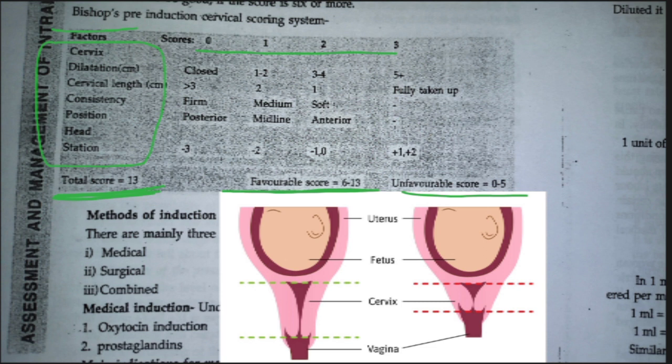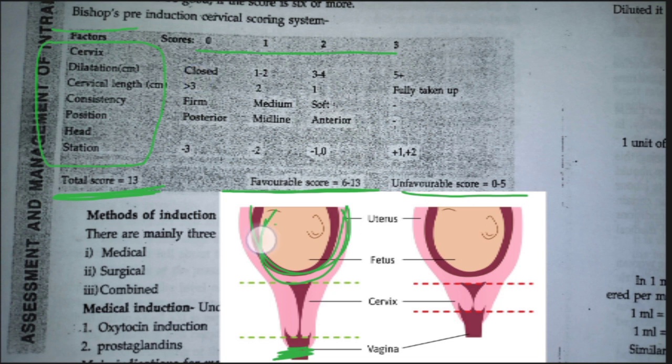First, cervix dilation. Dilation is opening of the cervix. When the baby is inside the womb, the delivery has started, but still the baby will be inside the womb. So there is no change in the cervix. No dilation. It will be closed. We will give 0 marks.